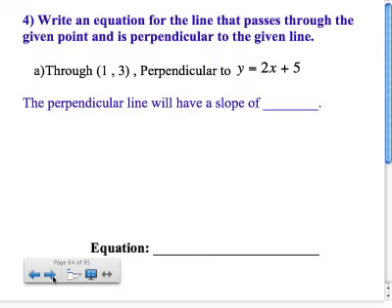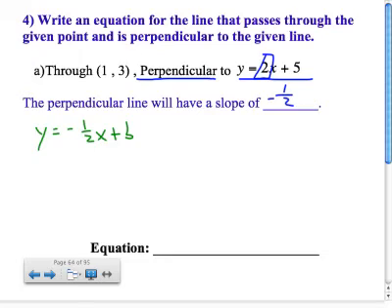Okay, example 4 says write an equation for the line that passes through the given point and is perpendicular. Okay, so again, what's the line that they give me? It's perpendicular to this line. Well, the slope here is positive 2, so the slope of our line, since it's perpendicular, is negative. It's got to be opposite, and then the reciprocal of 2 over 1 is 1 over 2. Okay, so now I know my equation is y equals negative 1/2 x plus b, and now it's no different than what we've been doing.